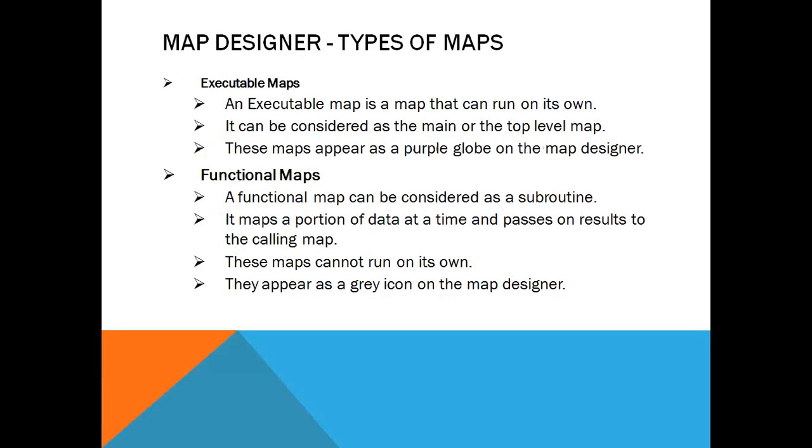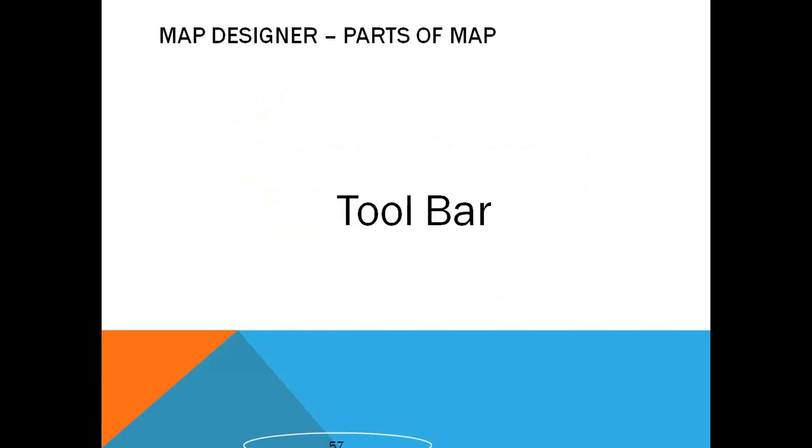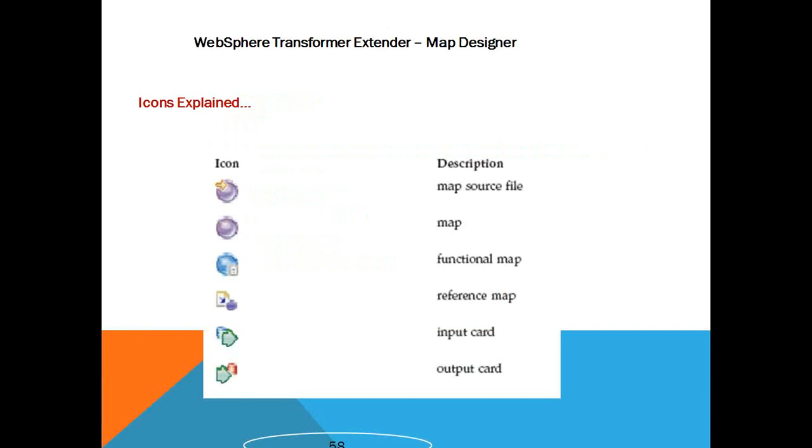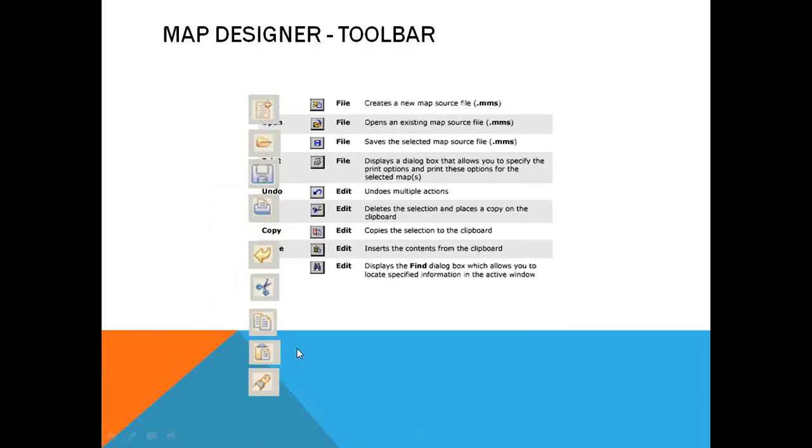The next one is types of maps: executable maps, function maps. These are all the icons. This is the map source. This is the functional map. This icon will come for the reference map. This is the input part, and this is the output part. And all these file, undo, copy, paste, edit. These are normal icons.